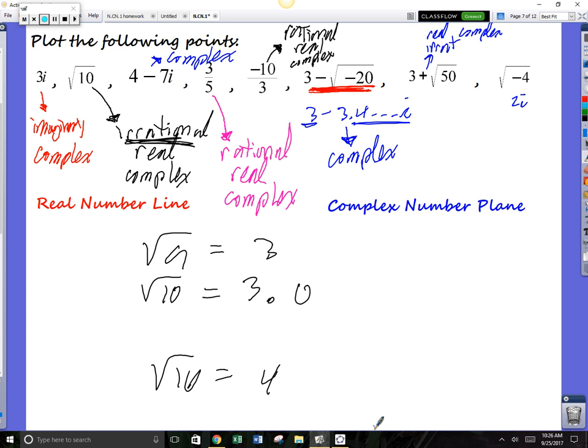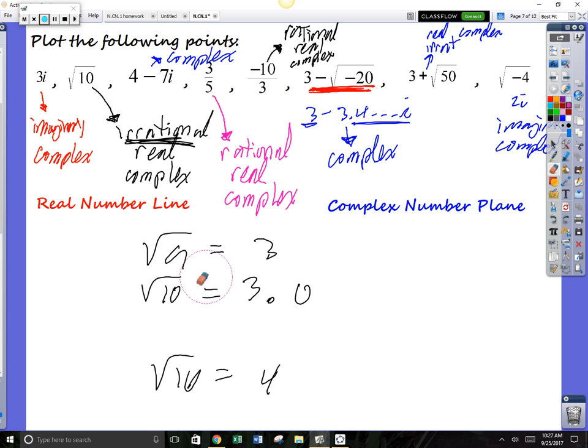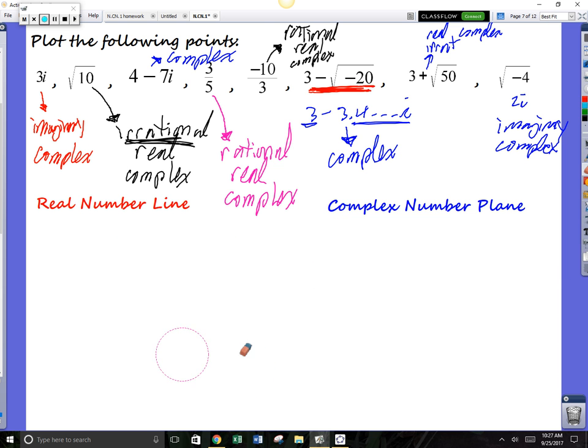What kind of number is 2i? It's imaginary. If it is imaginary, what else is it? It's complex. So, they are all complex. Okay, now, hopefully it's starting to sink in a little bit.